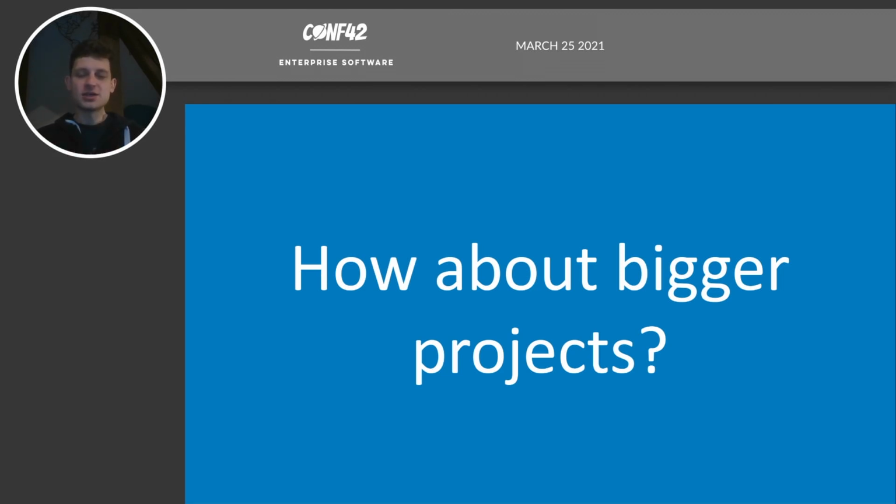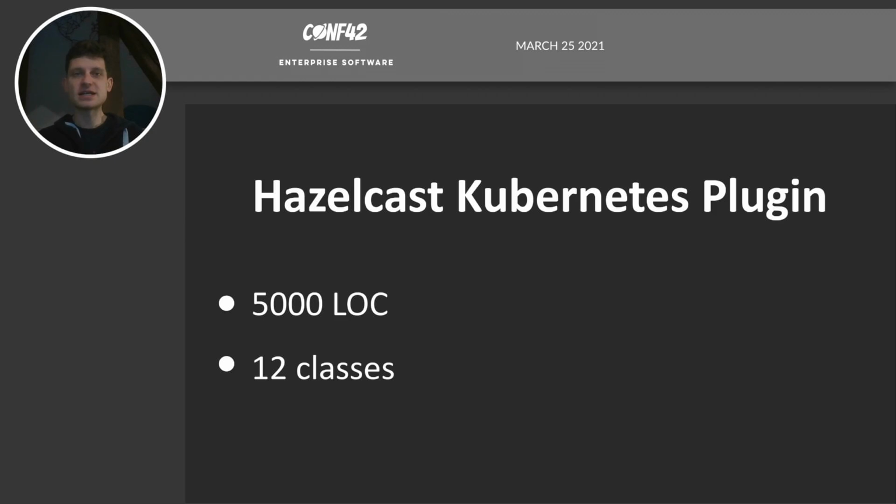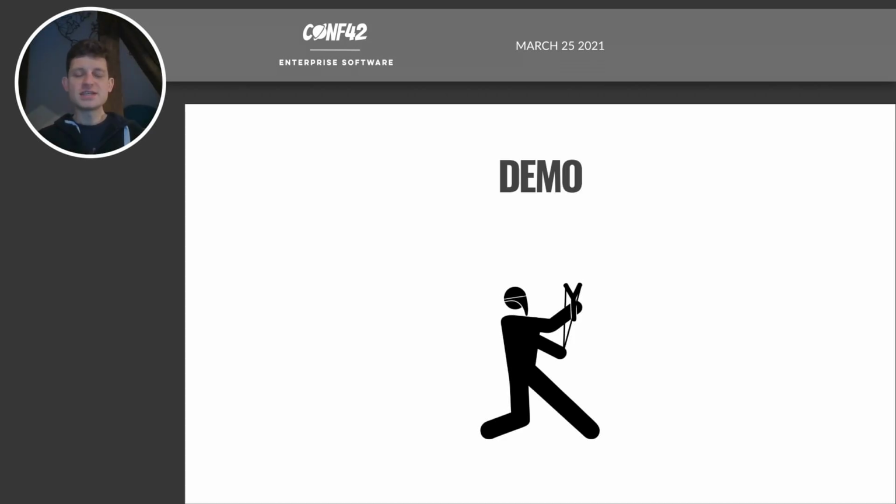What we actually tried in Hazelcast was to use it on one of our plugins, which is the Hazelcast Kubernetes plugin. It has around 5,000 lines of code, so it's still small, but it's a reasonable size. It has 12 classes, so not a very big code base, but already something that is useful. So let's see in the demo how to run the same PIT framework on the Hazelcast Kubernetes plugin.